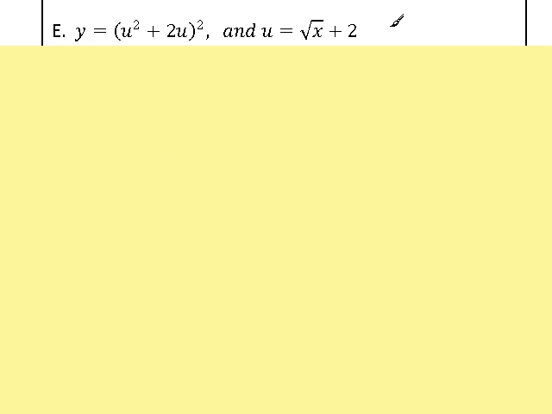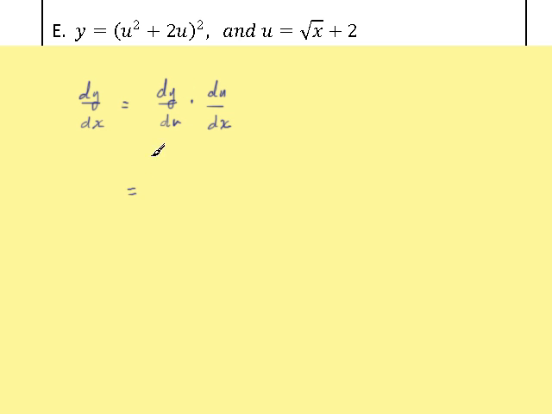In part E, this is set up to use the chain rule in this form. We'll write dy/dx is equal to dy/du times du/dx. So if we take this derivative, we'll get dy/du, the derivative here with respect to u, and then we'll take the derivative with respect to x here to get du/dx.